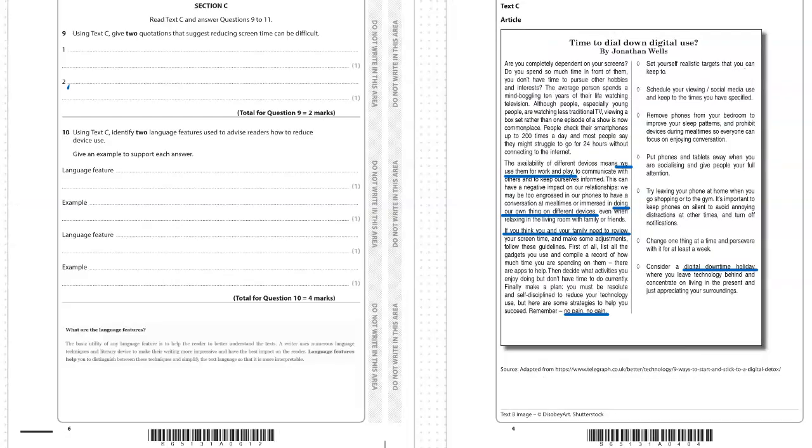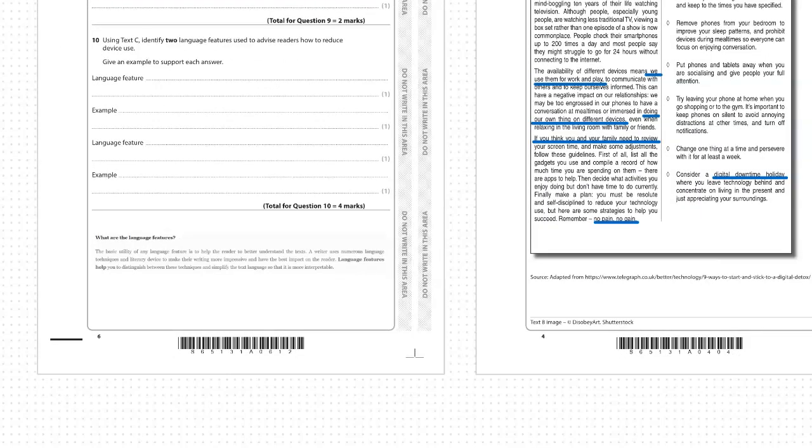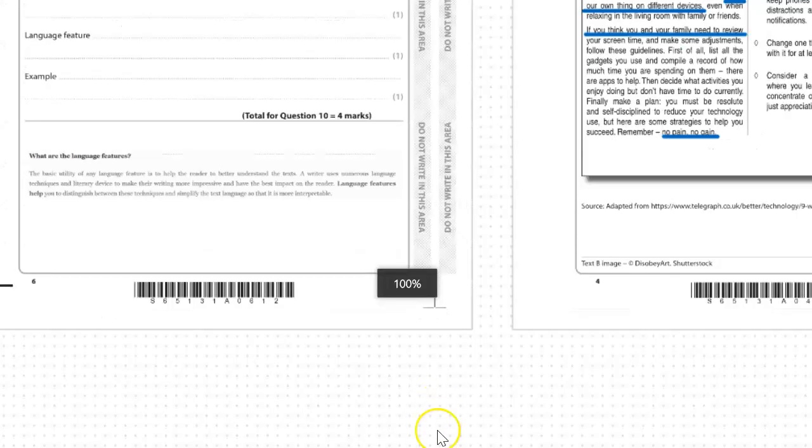Question 10. Using text C, and I have put text C next to the question, identify two language features used to advise readers how to reduce device use. Give an example to support each answer. So you've got to give the name of the language feature and an example. I think at this point it's worth looking at what language features are and the definition of them.